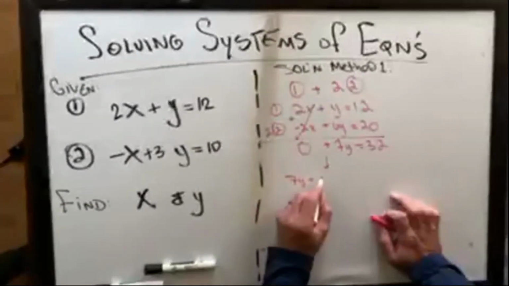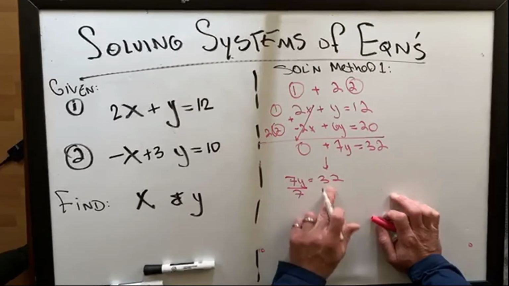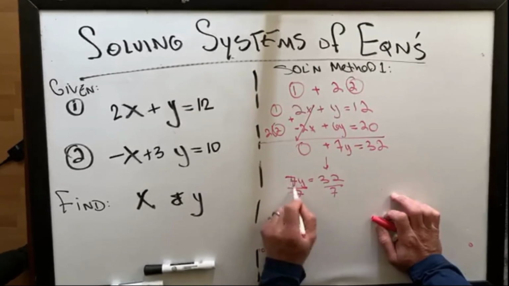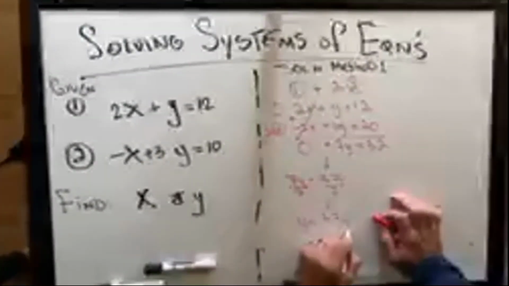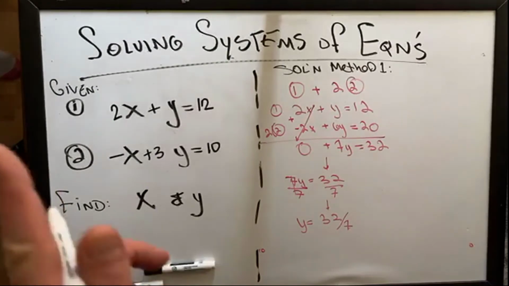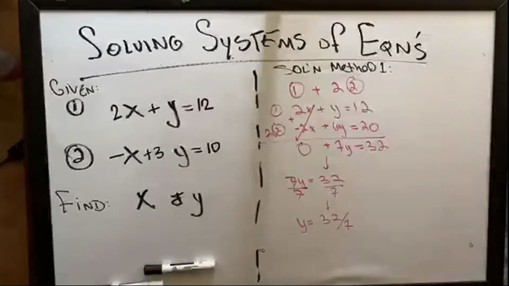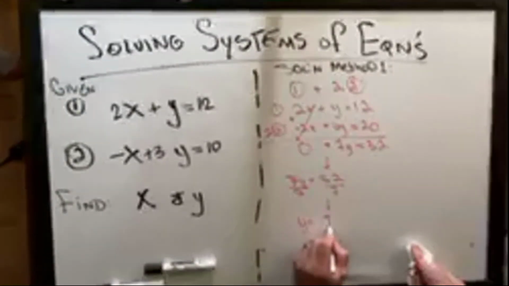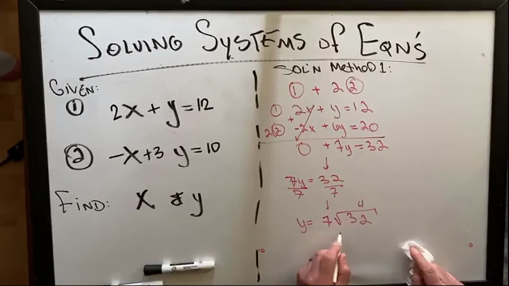7y really equals 32. We're going to divide both sides by 7. y equals 32 over 7. So, 5 times 7 is 35. 28 divided by 7 is 4. So it's somewhere between 4 and 5. Okay, folks, we're doing it. 32 divided by 7. Come on, this is a class. So I think it's somewhere between 4 and 5.